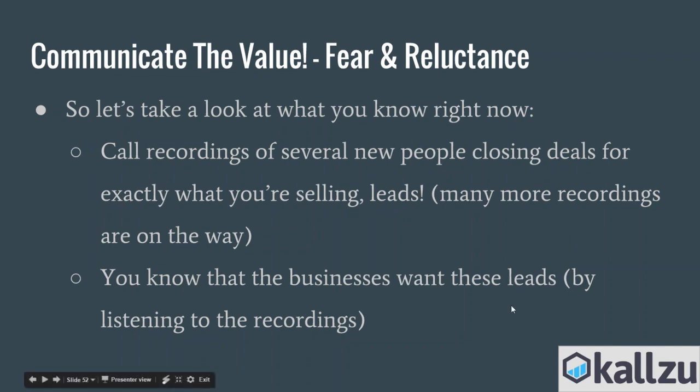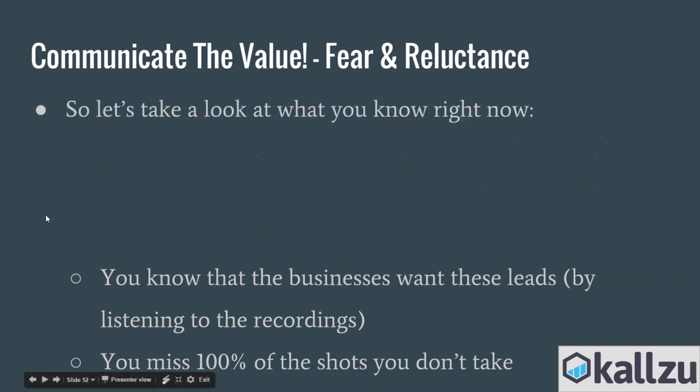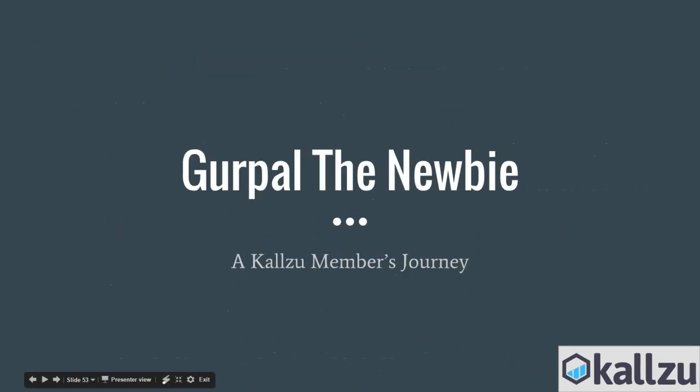It works. So when you know that, and you also know that you miss 100% of the shots you don't take, if you know those three things, that should be more than enough to overcome your trigger of should you get on the phone or not, because other people are doing it. I know you know that. You know that the businesses want the leads, because I know you've listened to the recordings of the people doing it. And I also know that you're missing 100% of the shots that you don't take. Everybody knows that. Okay? All right, you put those three together, that's very powerful for overcoming fear and reluctance.